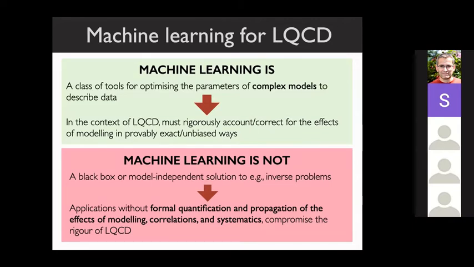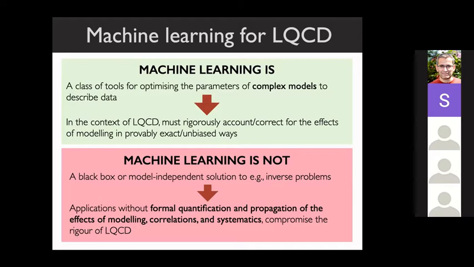So in the context of lattice field theory, where the entire idea is that we're trying not to model, we're trying to do a first principles calculation that gives us, in a controlled way, QCD in all of the right limits, we have to rigorously account or correct for the effects of modeling in a provably exact and provably unbiased way, mathematically speaking. So what machine learning is not is any sort of a black box or any sort of a model independent solution to, for example, inverse problems or to any problem, because all it is a very complex model. Might be a very general model, but nevertheless gives complex models.